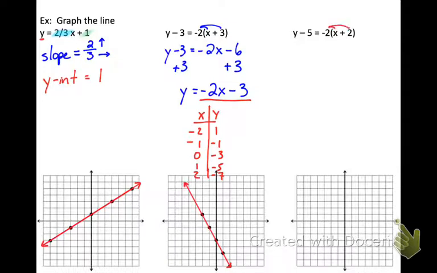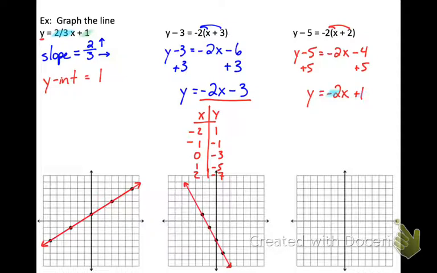I can distribute. Get y minus 5 is equal to -2x minus 4. And then I can add my 5 to the other side and get y is equal to -2x plus 1. Again, same way. I'm going to make a separate video that shows you how to use Desmos, just in case you don't have a graphing calculator or you just want to double check yourself. Desmos is a super helpful thing that you can use online.